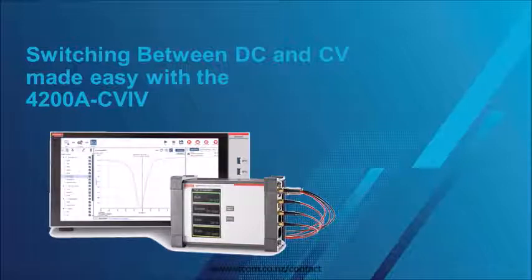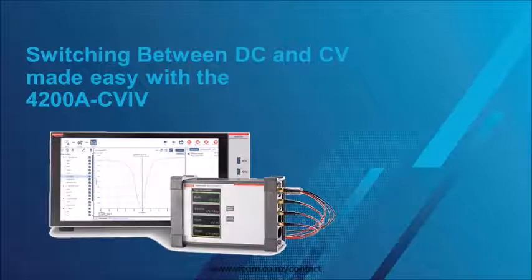Then, when, not if, but when, you need to go back and run a previous test, you need to go through all of these steps once again, just for one run of one test. And then you can never get it exactly as you had it before. Enter the 4200A CVIV. The CVIV is a multi-channel switch accessory for the new Keithley 4200A parameter analyzer that allows us to switch between DC and CV measurements while not needing to swap cables at all.